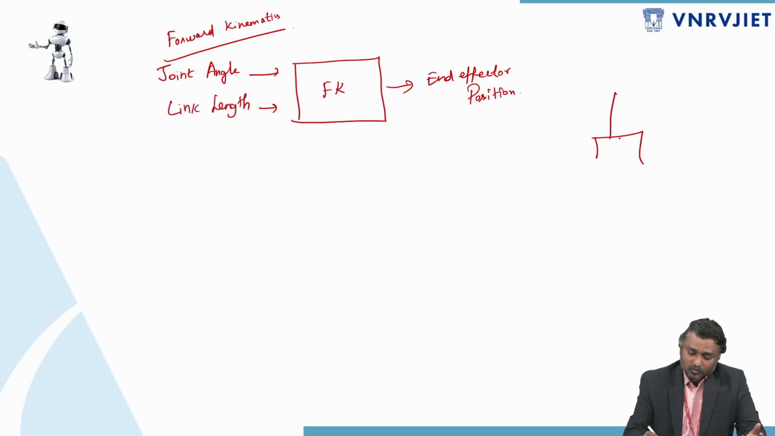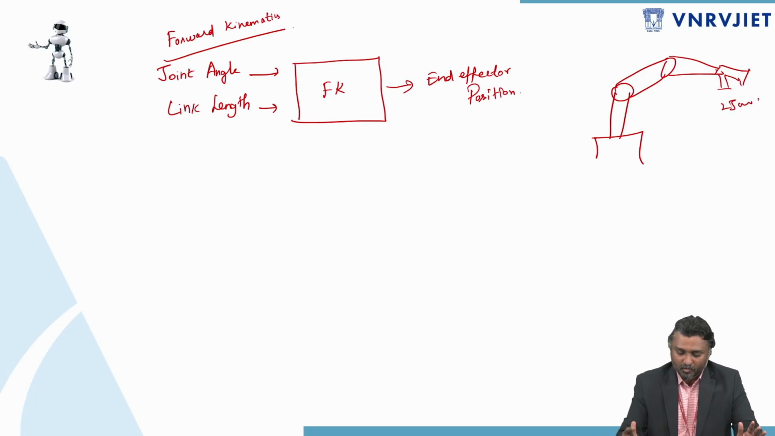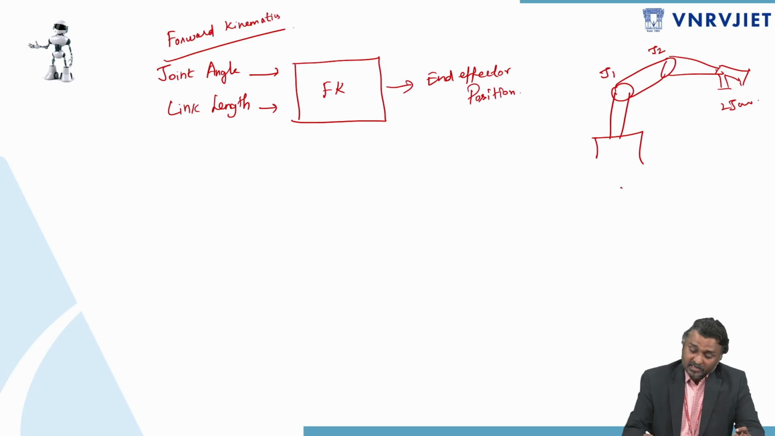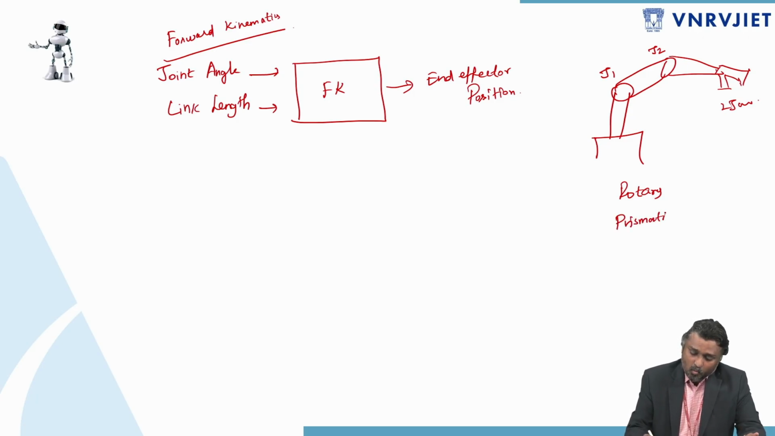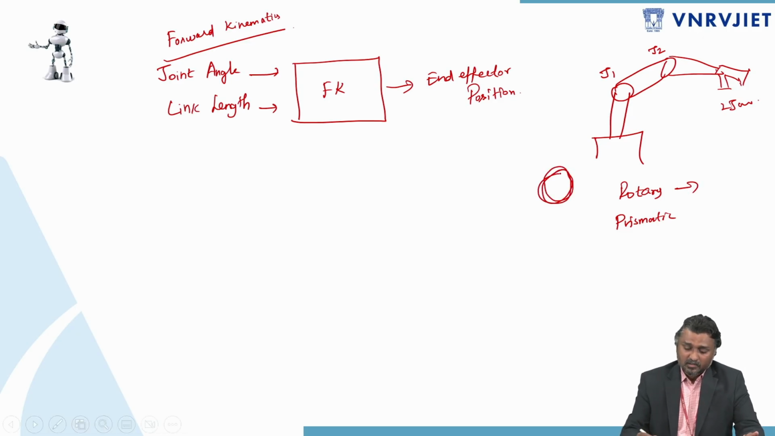I have one fixed robot, the base is fixed, and I have two joints, an end effector, and I'm using some kind of two-jaw gripper. This is a different type of robotic model. Here I'm using two joints, joint 1 and joint 2, which are different types of joints. In the previous video I discussed the different types of joints. Here I'm using a rotary and a prismatic joint. Rotary means it will rotate, and a prismatic joint is linear motion.